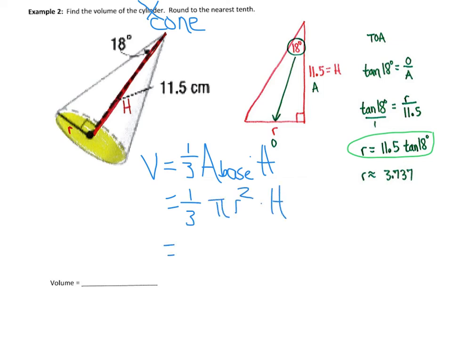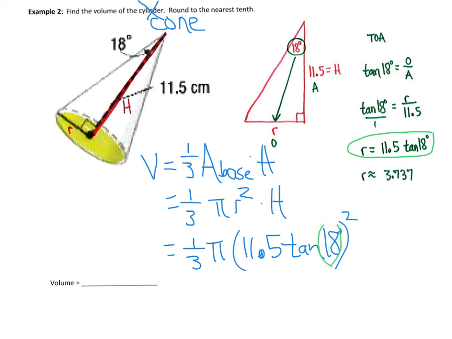Now, we're going to plug in the particular numbers. The radius is exactly 11.5 times tangent of 18 degrees, and we'll square that amount. So when you put that in your calculator, remember you're going to put parentheses after the tangent of 18, and then another parentheses to square that. And then times our capital height, and our capital height is 11.5. Go ahead and put all of that in your calculator. Round, it says round to the nearest tenth.